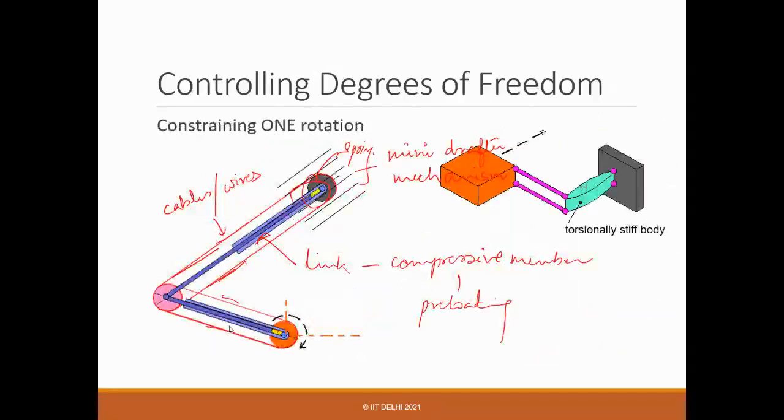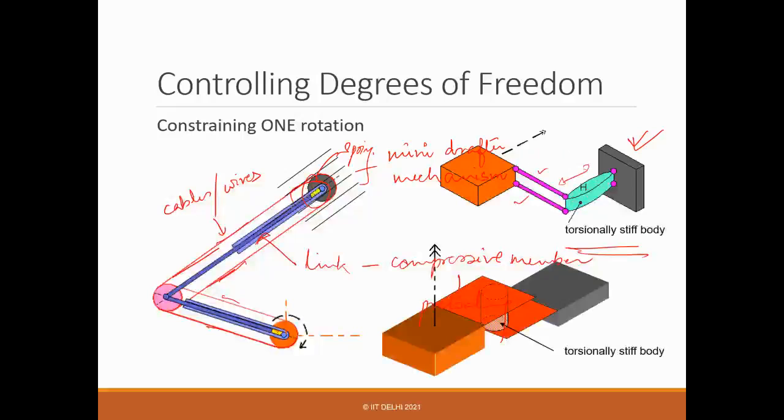So similarly, suppose you want to get another variation. In all these cases, what you realize is that if you want to have one rotational constraint, you have to always go via intermediate bodies. In this example, you have these links, but then they have to be connected through a torsionally stiff body, and there should be a gap. Only then will you be able to constrain the rotation only.